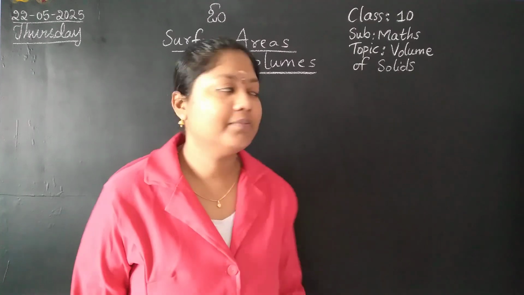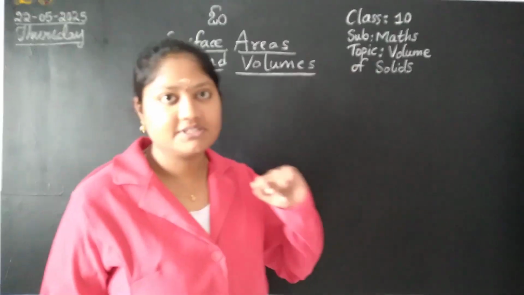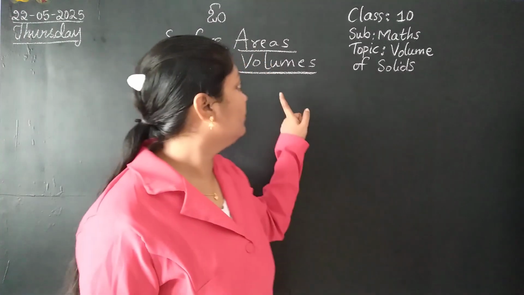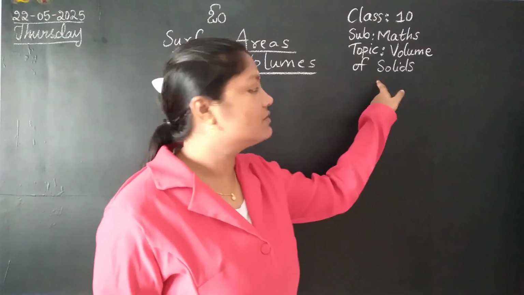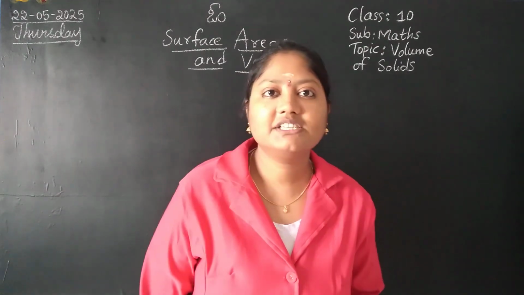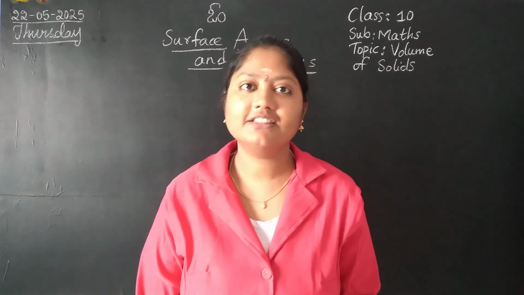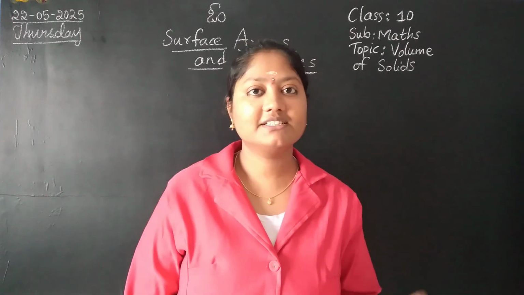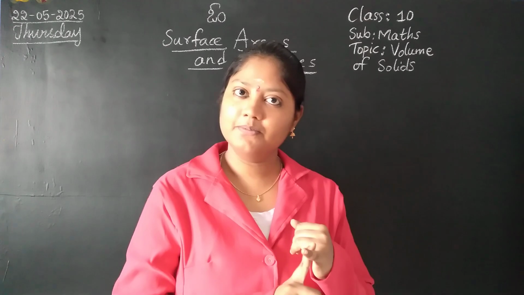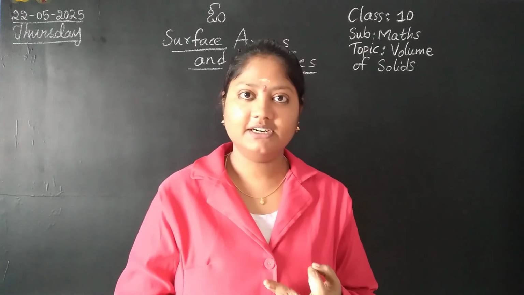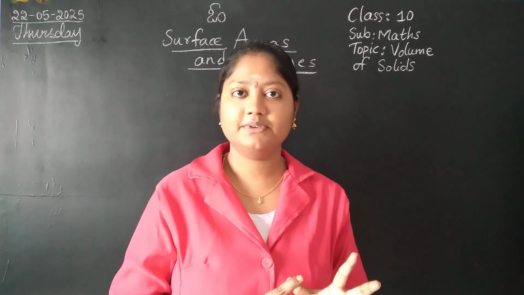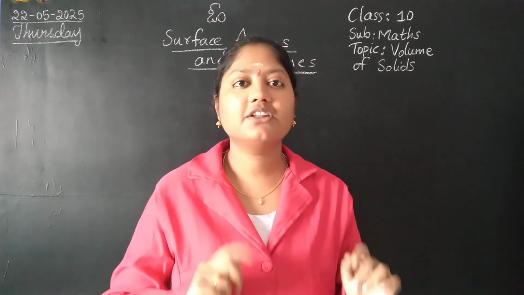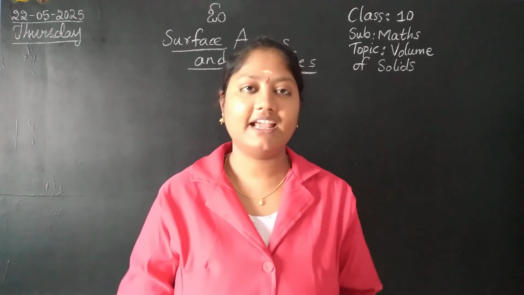Today we are going to learn about surface areas and volumes, and particularly the volumes of solid shapes. So what are the solid shapes that you have learned in 9th or 8th class? List some solids. For example, cube, cuboid, sphere, cylinder, hemisphere and cone. These are the solids which you have learned in 9th class.